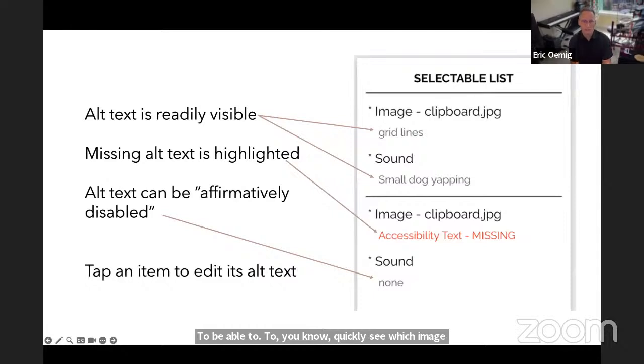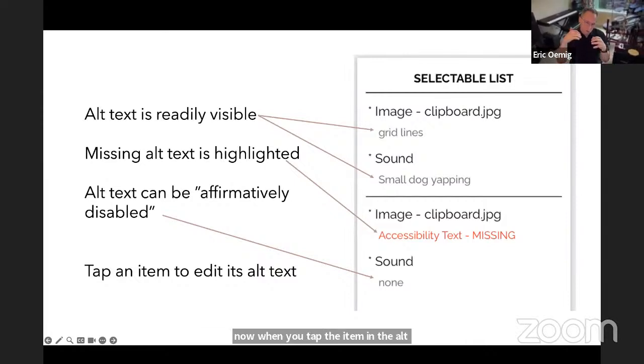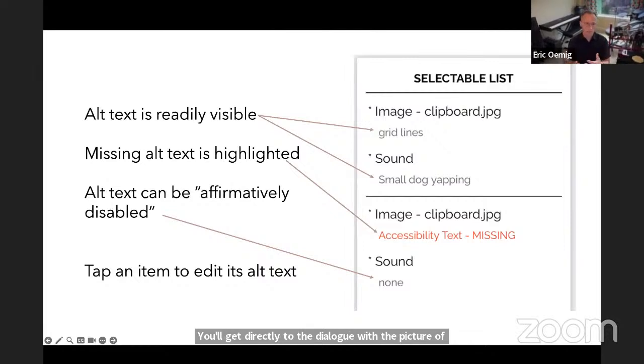And a recent change to the selectable item list. Now we're showing alt text in the selectable list so you can see what's there. We show the file name, but a lot of times the file name's not that useful, like the clipboard.jpegs. That's the name it gets when you paste from the clipboard. So super not useful, but the alt text is great. And now when you tap the item in the alt text, you'll get directly to the dialogue with the picture of the image. So you don't have to be left guessing which image is which and what's happening. It's just tap and go.